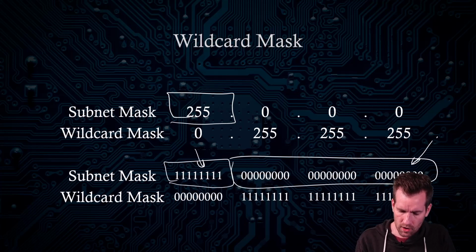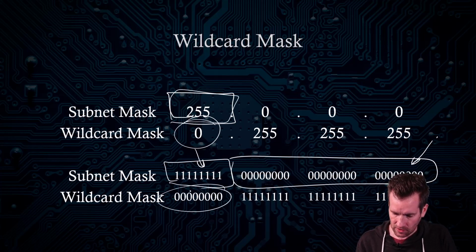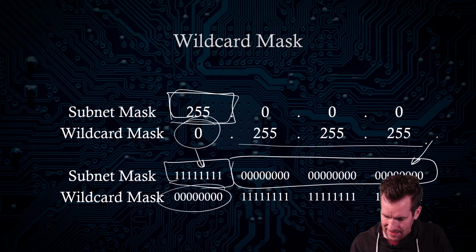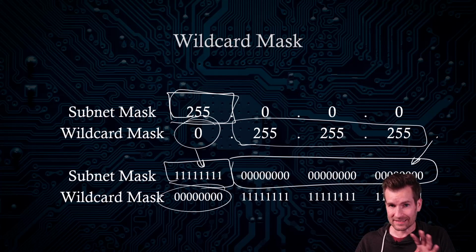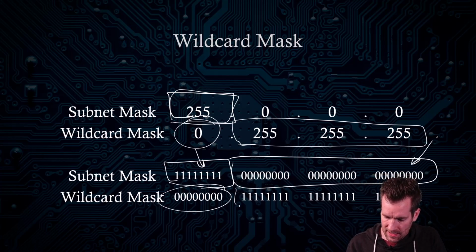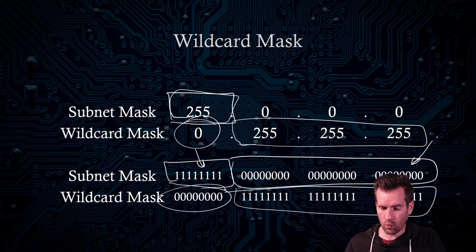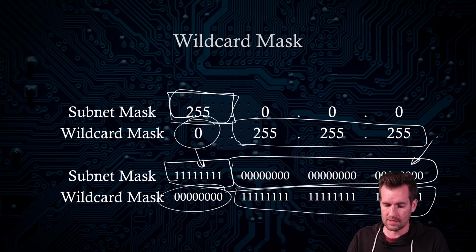Where you have a 255 in the subnet mask, you have a 0 in the wildcard mask, and it's all zeros. The rest is what's specified as wildcards. It doesn't matter if that's a 1 or a 0, you're going to ignore those bits. So this right here says all of the last 24 bits of this IP address are going to be ignored. We don't care if it's a 1 or a 0. That's the wildcard part of this.